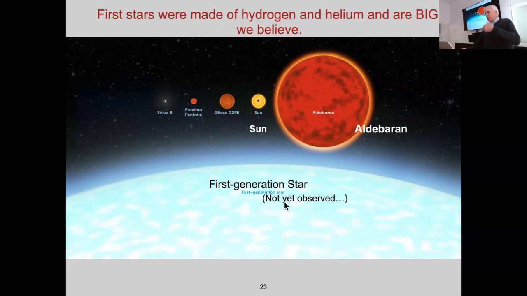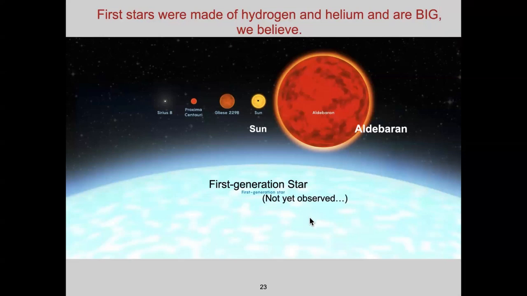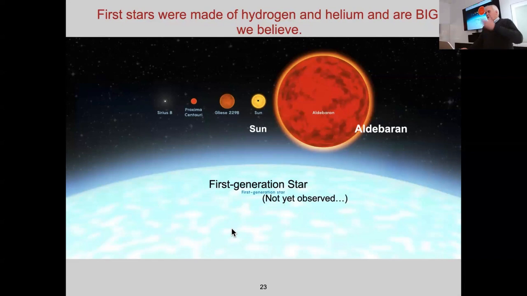And one of the missions for JWST and any future big telescopes and so on is, can we see these first generation stars and can we understand them? But that's this. So this is not yet observed, but that's what we think happens. And in that kind of a star, there would be very rapid evolution.